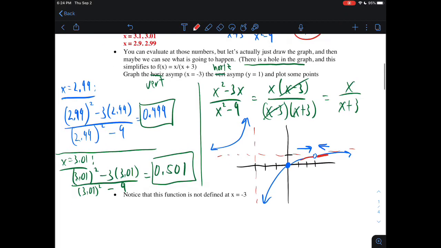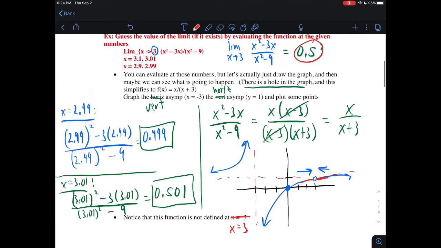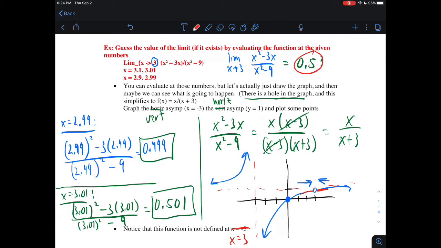So again, remember that this function is not defined at, I should say here, x equal 3. It's not defined at x equal negative 3 either, but what was important is that when we evaluated our limit as x approaches 3, our function didn't have to be defined there to actually figure out this limit.